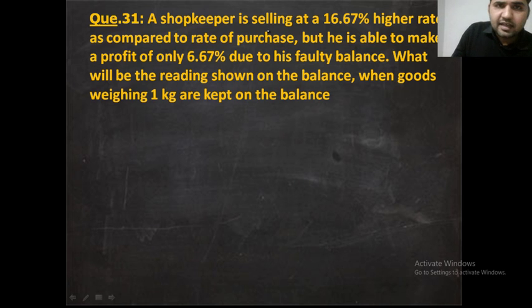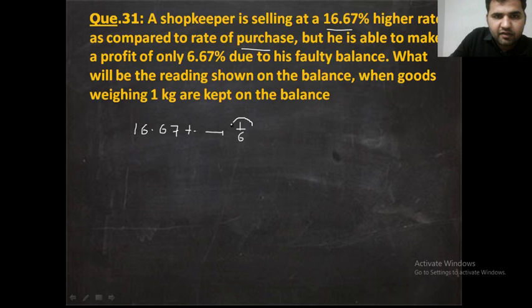See, when it is given that a shopkeeper is selling at a 16.67% higher rate as compared to the rate of purchase. Selling at 16.67% higher rate. Now, agar wo 16.67% higher rate pe sell karega, to profit hoga ya loss hoga? Profit hoga. Kitne ka profit? Fraction ke term mein 1/6 ka profit. So you will say your selling price would be 7/6 of the cost price, right?